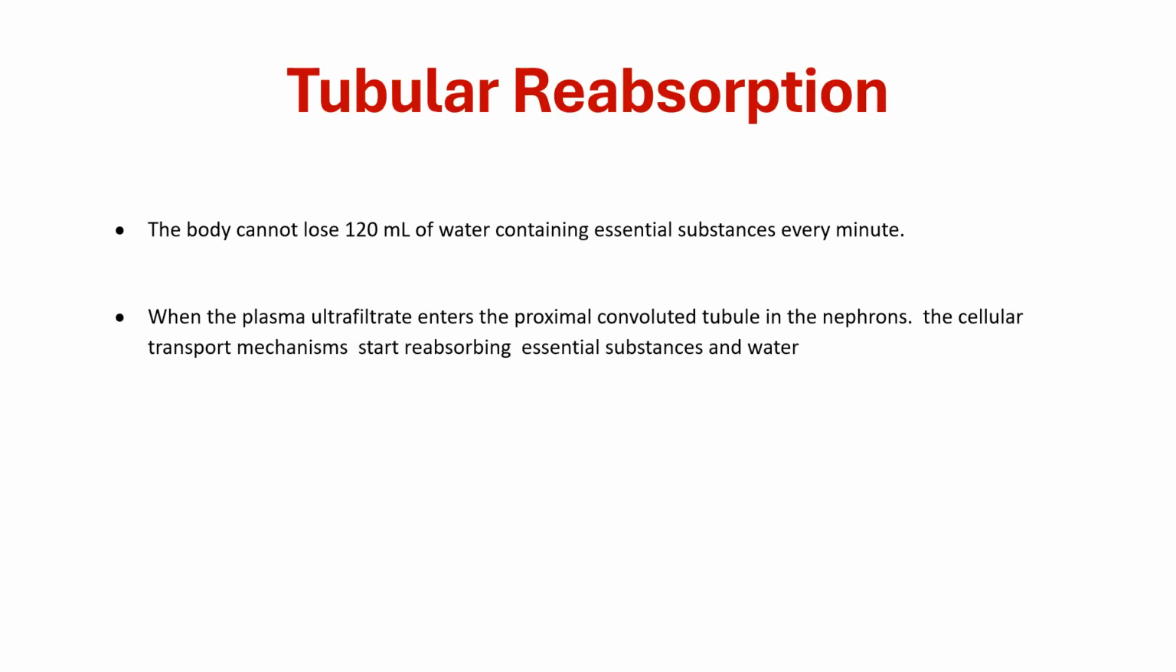Tubular reabsorption. The body can't lose 120 ml of water containing essential substances every minute. When the plasma ultrafiltrate enters the proximal convoluted tubules in the nephrons, the cellular transport mechanisms start reabsorbing the essential substances and water.